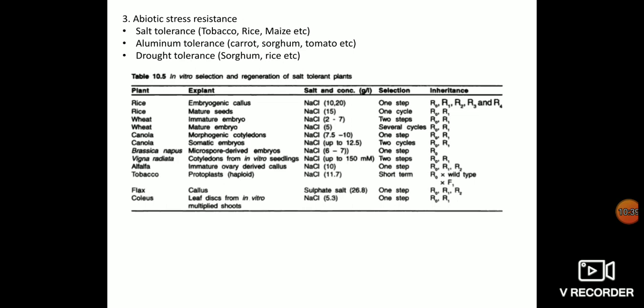Another example quoted here is drought tolerant rice lines, which were obtained by in vitro selection of seed-induced callus on media containing polyethylene glycol as a selective agent to simulate the effect of drought in tissue culture conditions. In this tabular column, examples of salt tolerant plants are stated.